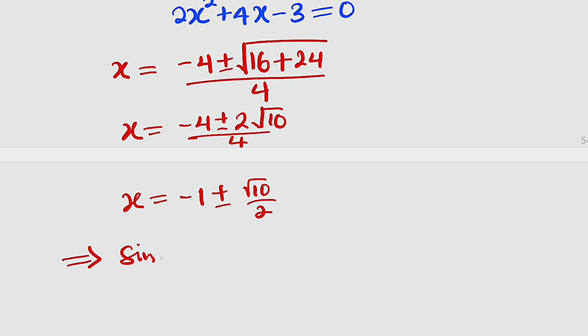Sine A plus cos A, which is what? Negative 1 plus the square root of 10, divided by 2. We are only going to consider plus here because the range of sine A plus cos A is from negative root 2 down to positive root 2, unless you want me to show you that.